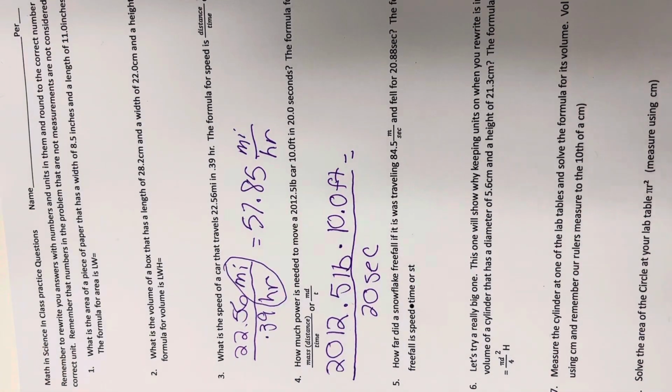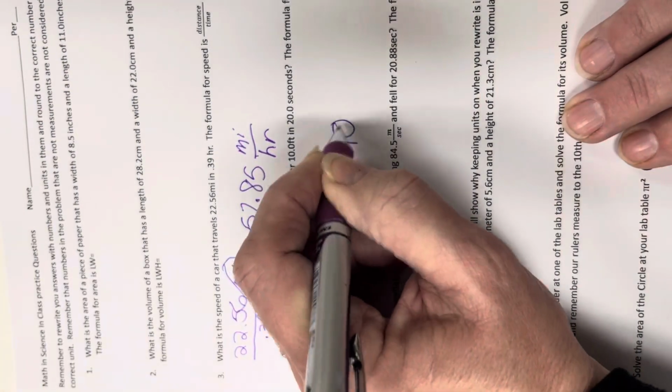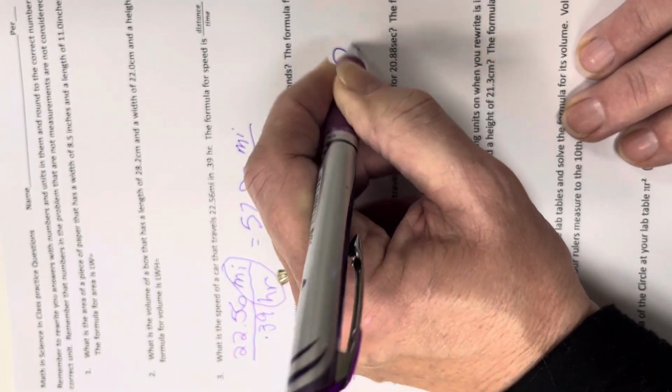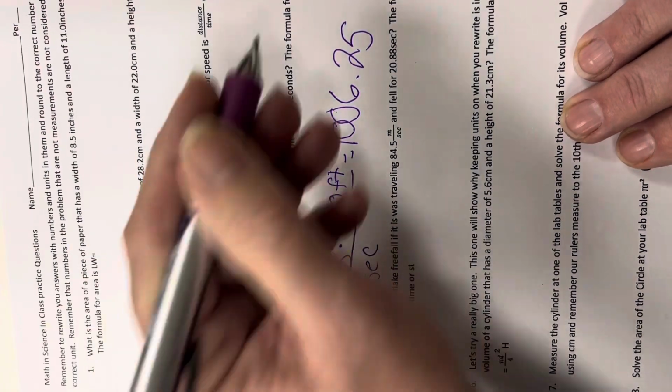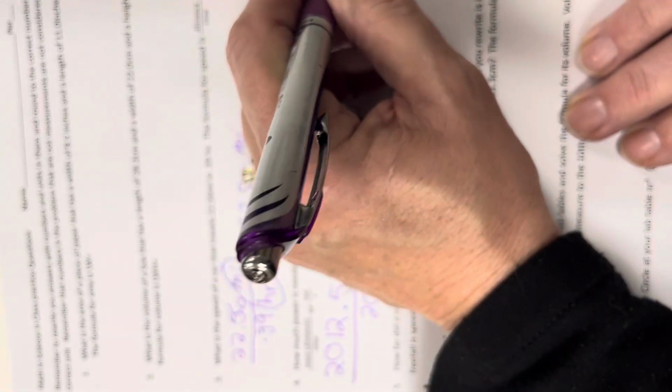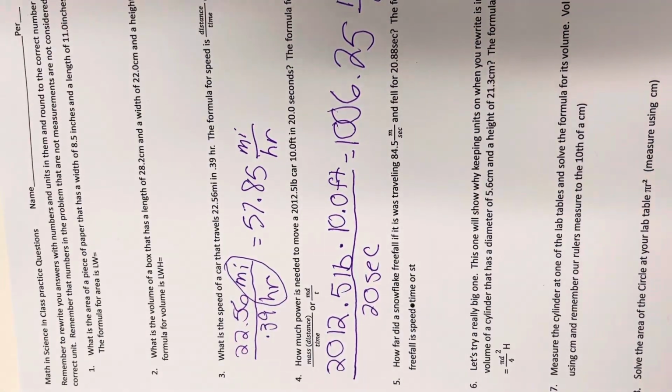Okay, divided by 20. This is going to be fun. 1006.25. You can't get rid of any of these units because they're all different. So it's going to be pound feet on top, seconds on bottom. I'm going to stop this. Maybe do another one.